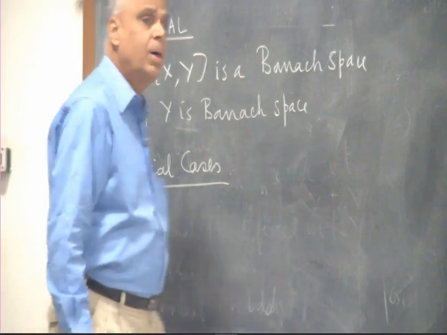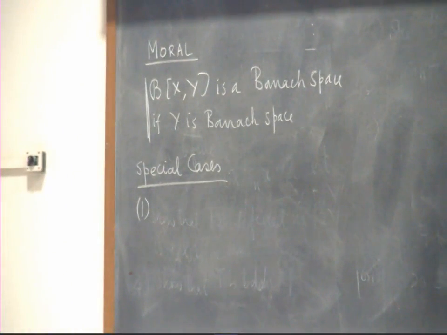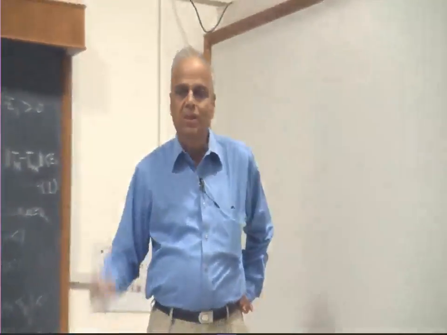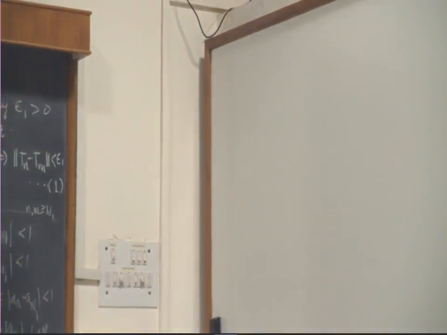Well, we would like to look at operators, which means mapping from a space to itself, and therefore I would like to have B(X,X), which I denote B(X). Now, if that has to be a Banach space, Y has to be a Banach space, which means X has to be a Banach space because I am taking X equal to Y. So, if X is a Banach space, then B(X), which is the space of all bounded linear operators from X to X, is a Banach space. This is a very important Banach algebra.